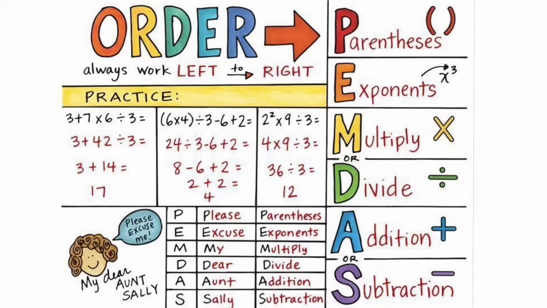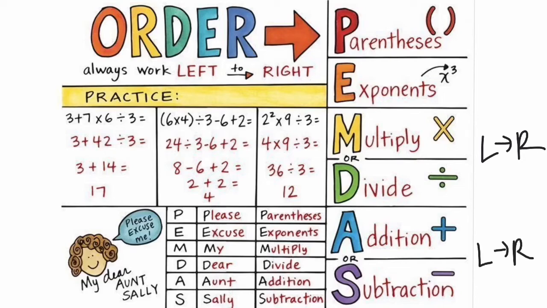On the left you'll see PEMDAS, P-E-M-D-A-S. It means that you do the parentheses first, then the exponents, then you multiply or divide, whichever one comes first. And with that, you go left to right, just like you're reading. And then after you multiply and do all the division, you do addition and subtraction. Again, left to right, whichever comes first.